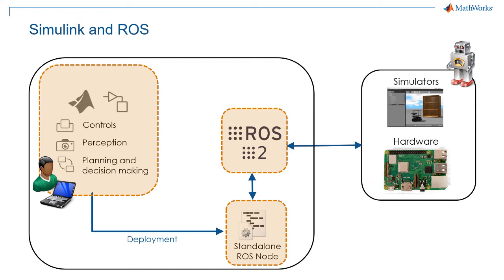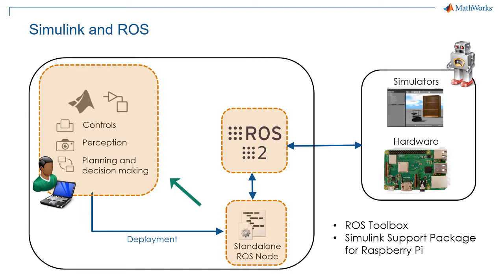And for this, we would be using the ROS toolbox and Simulink support package for Raspberry Pi. So what we would have is a Simulink model where we would drag and drop blocks to create an algorithm. We will then generate C code from the model and directly deploy this particular model on the Raspberry Pi as a standalone ROS node with just a click of a button.